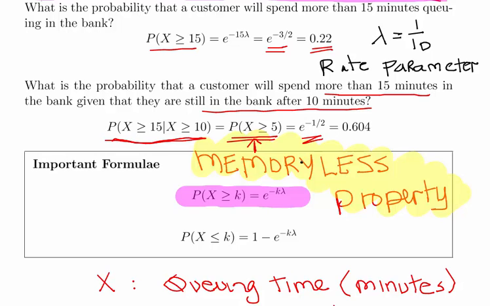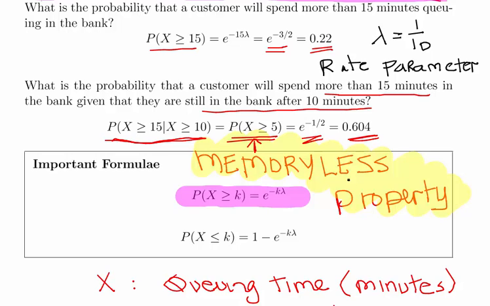So how do you calculate that? That is the exponential of minus 5 times 1 over 10, which is a half. So the exponential of minus a half. The answer to the second part is 0.604, approximately 60%. So that question is done.